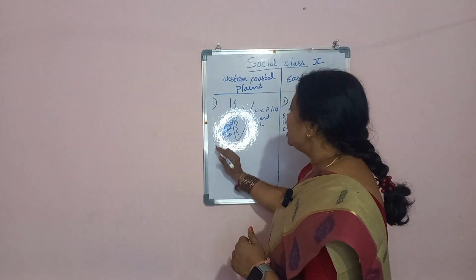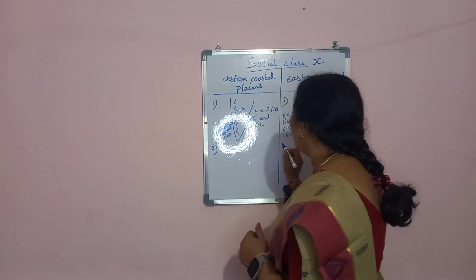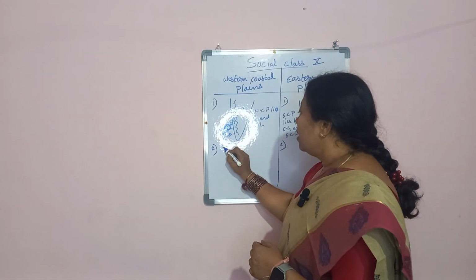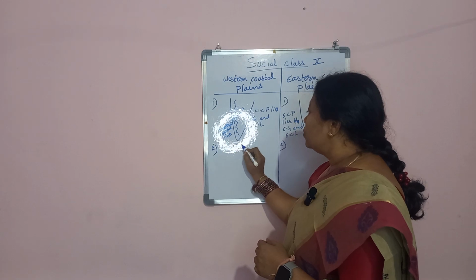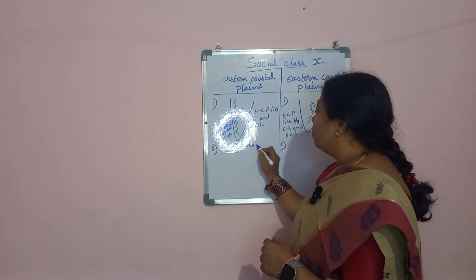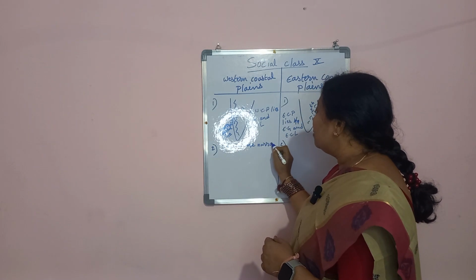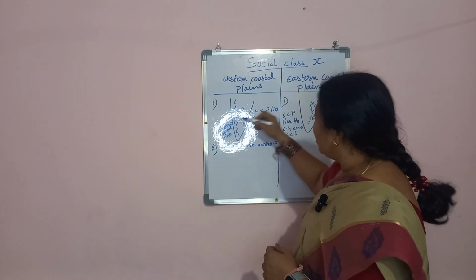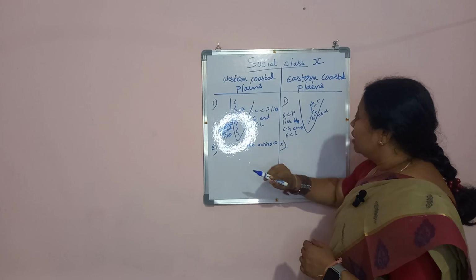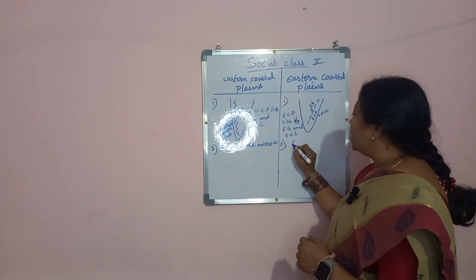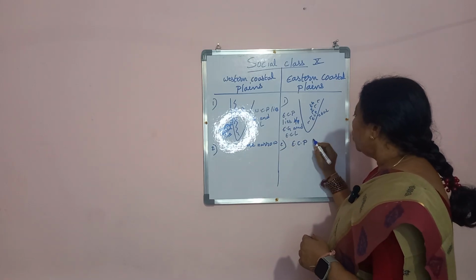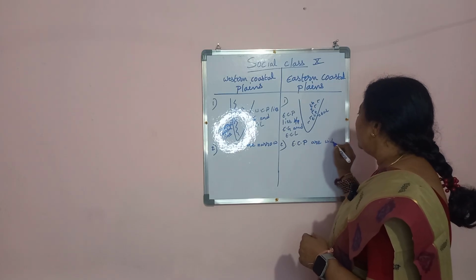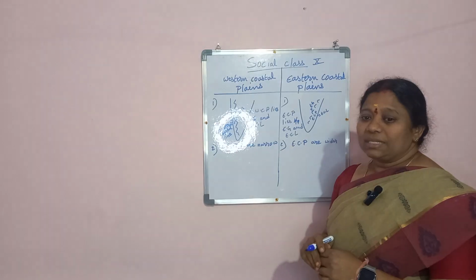Okay, and what is the second point here? Western coastal plains are narrow. Because in the diagram itself you can show, children, this whatever I have drawn, you can observe this. Here these are narrow, and eastern coastal plains are broader or wider. Eastern coastal plains are wider. So this is the point which you can write as the second one.